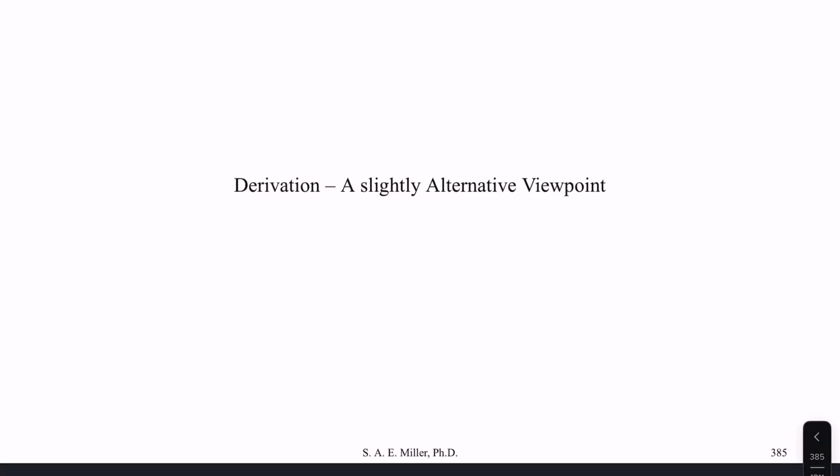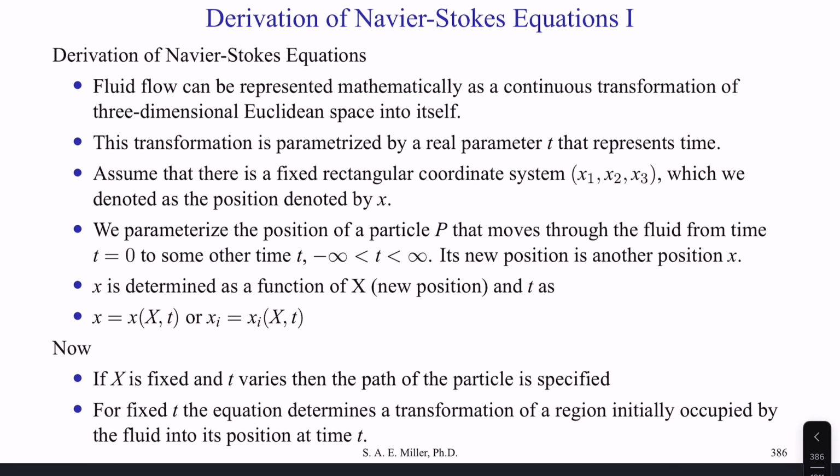Now we'll look at a slightly different derivation of the Navier-Stokes equations. First, we'll see that a flow can be represented mathematically through a continuous transformation of the deformation of three-dimensional Euclidean space within itself. And we'll parameterize this space by a parameter t, which represents time.